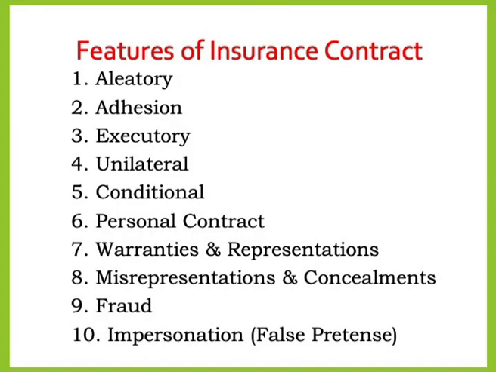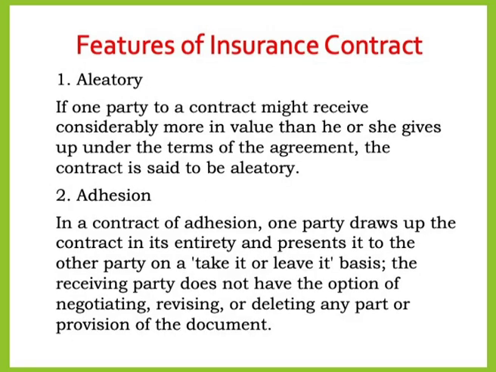Because it is a contract, it has to have certain features. So let us now concentrate on the features of an insurance contract. The first feature is that an insurance contract is a contract of aleatory nature. The aleatory concept in an insurance contract is where one party to the contract may receive consideration more in value than what he or she will give up under the terms of the agreement.